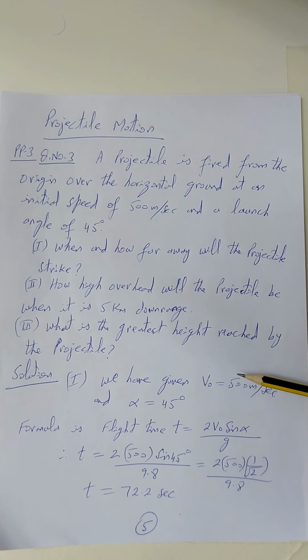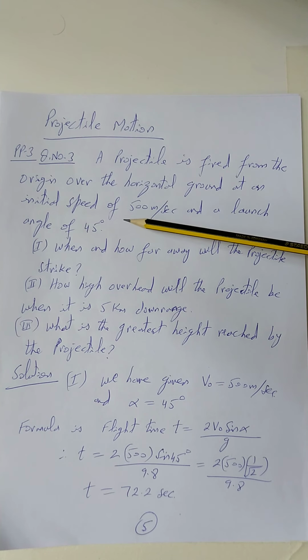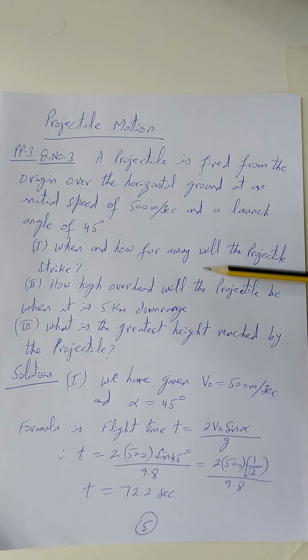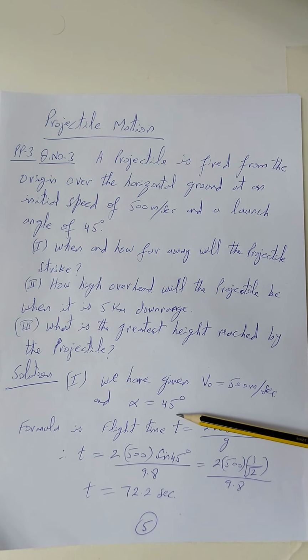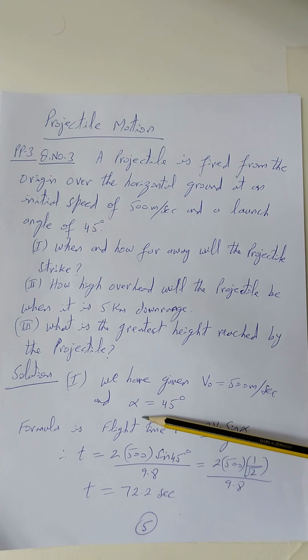Now, coming to the solution, we are given the initial speed. I denote this as V naught. So V naught is equal to 500 meters per second. And a launch angle of 45 degrees, which I call alpha. So alpha is equal to 45 degrees, and V naught is equal to 500 meters per second.